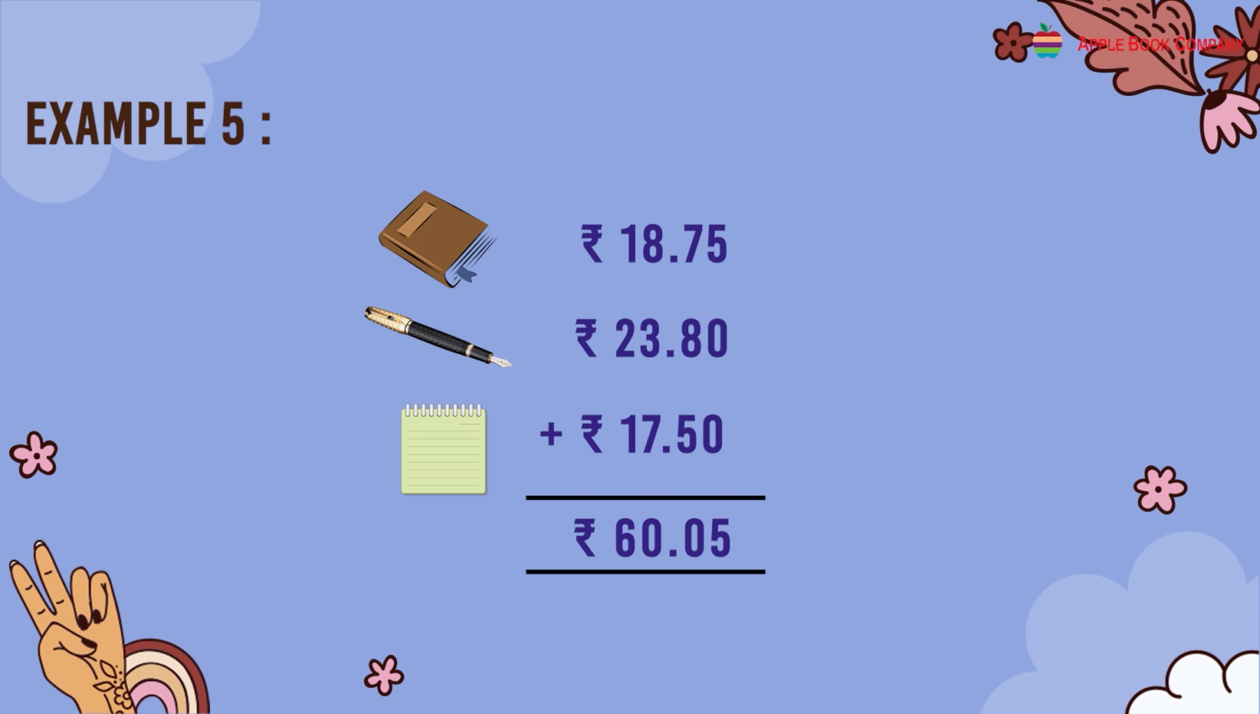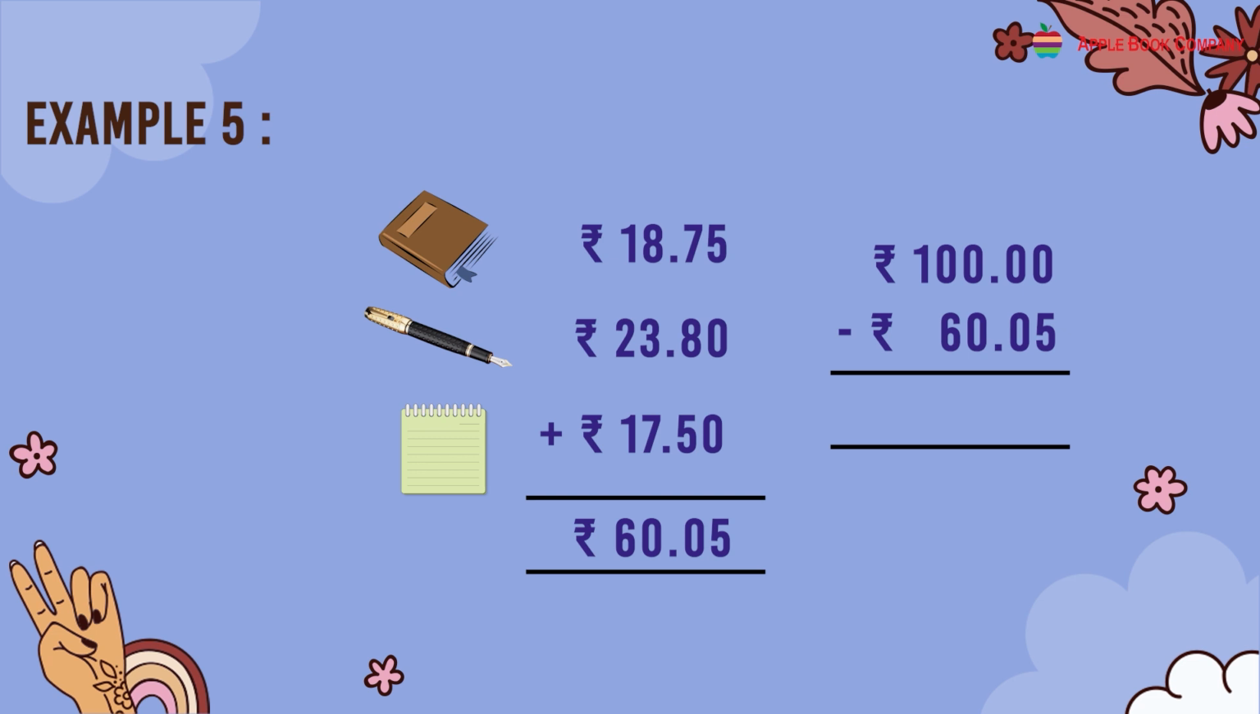So how much amount did he give to the shopkeeper? 100 rupees. And the amount spent is 60.05. So now we have to subtract. So what is the total money he got back? 39 rupees 95 paise.